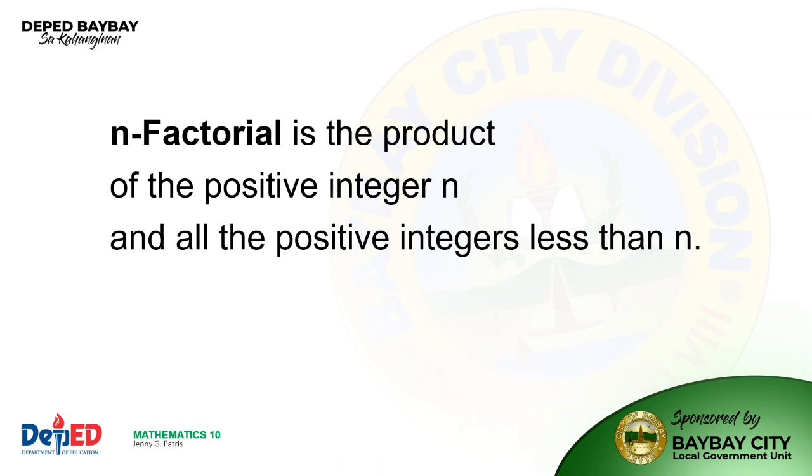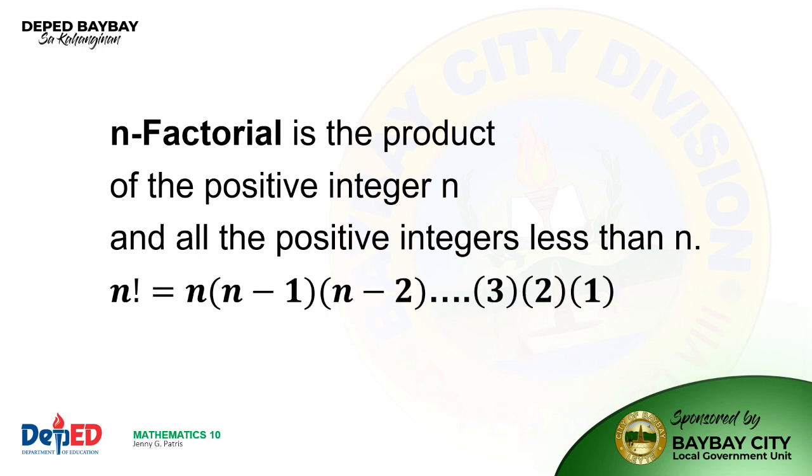Another one is n factorial. It is the product of the positive integer n and all the positive integers less than n. N factorial is equal to n times the quantity of n minus 1 times the quantity of n minus 2, until you multiply to 3, 2, and 1.